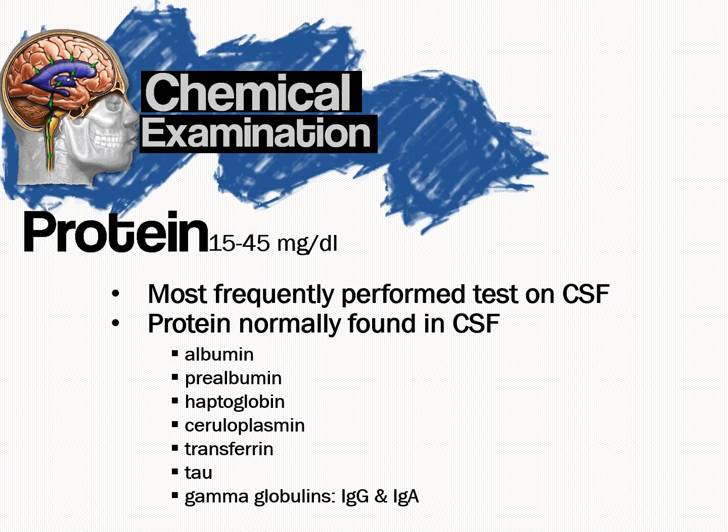Tau is like transferrin, but it has less carbohydrate, and this protein is, by the way, seen only in CSF and not in serum. Tau is also referred to as beta-2-transferrin or tau protein. And last, we have the gamma globulins, primarily IgG and small amounts of IgA.